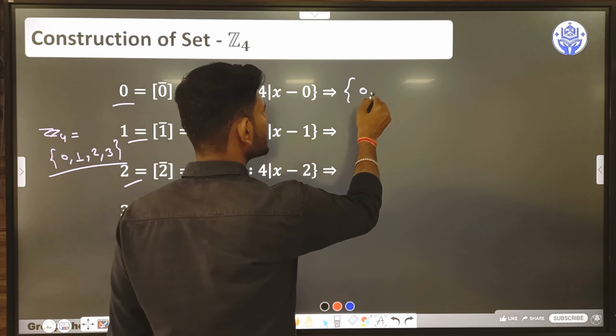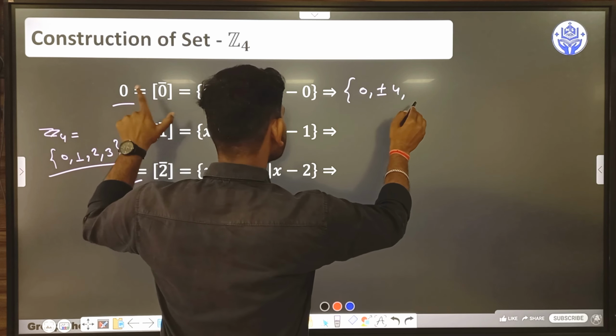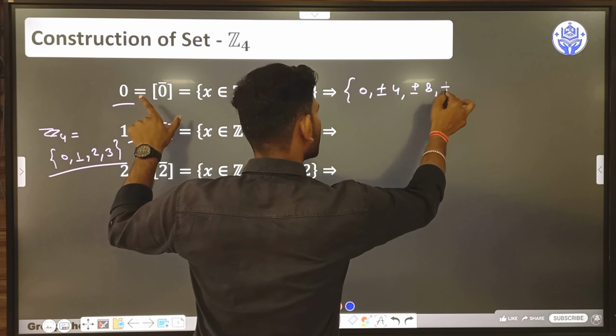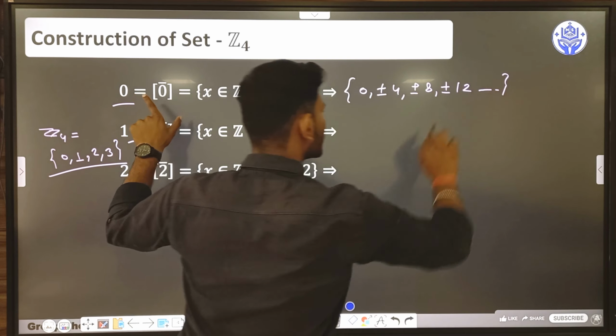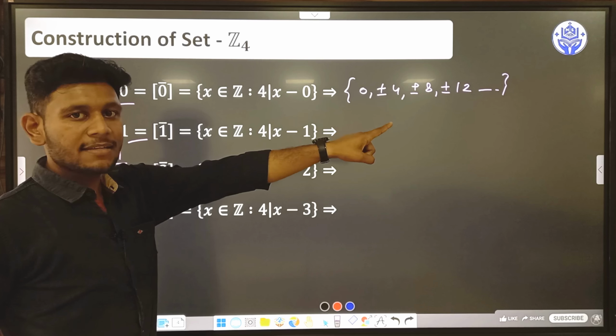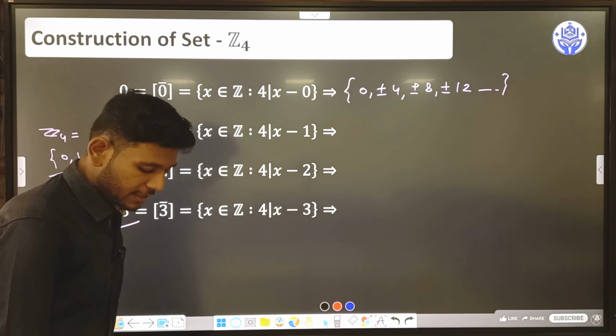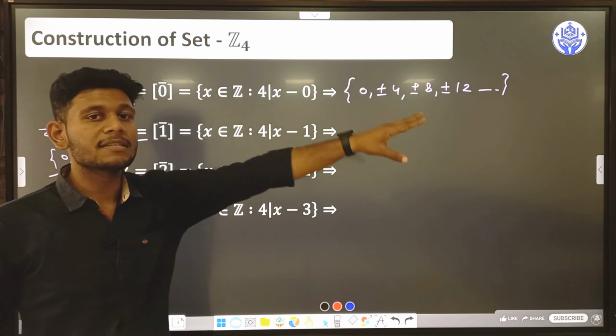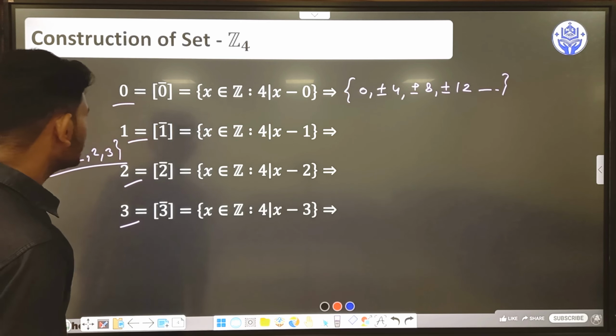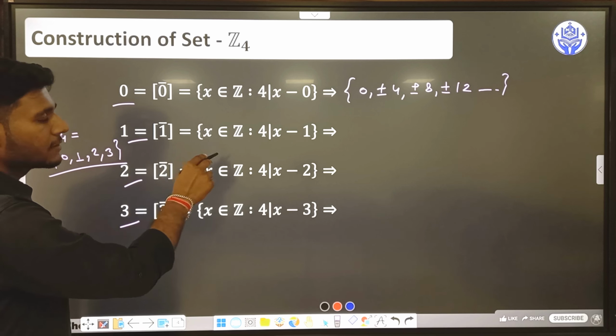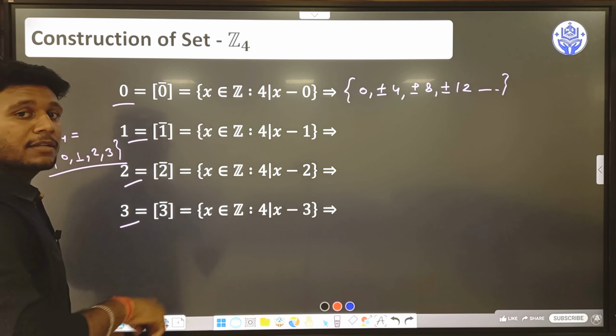Then of course it will be 0, plus minus 4 whose remainder is 0, plus minus 8, plus minus 12 and so on. So if I divide with these x, then it will be 0, and it is from where? It is from Z, the integers. These are the integers. Okay, now if I divide x minus 1 by 4, then the remainder is 1 only.